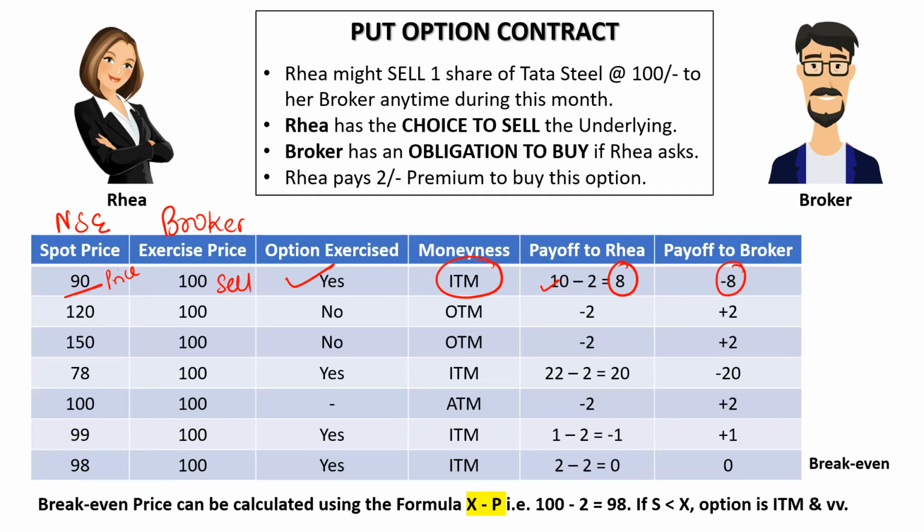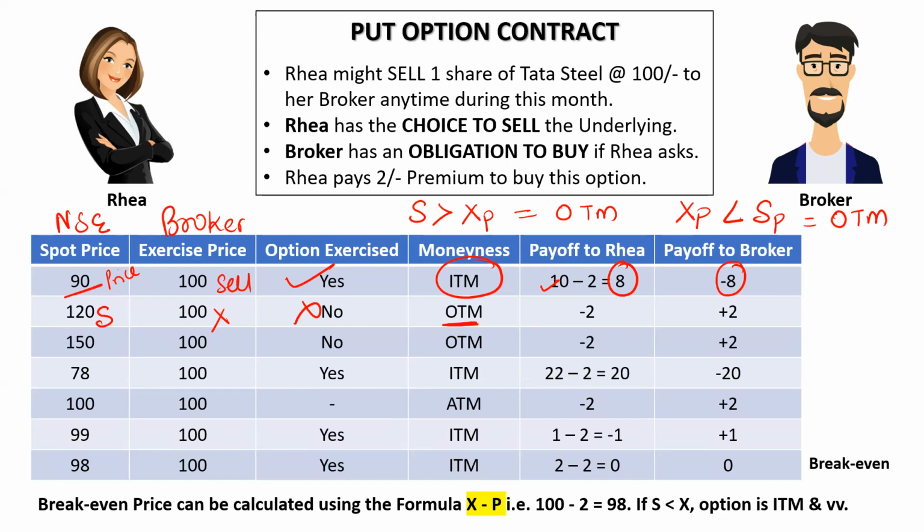If the price is 120, then she is not going to exercise the contract. The option is OTM. Now over here, we can take 120 as the spot price and 100 as the exercise price. The spot price is greater than the exercise price in the put option. Then we say that the option is OTM. You can also write it in this way. If the exercise price is less than the spot price, then the option is OTM.